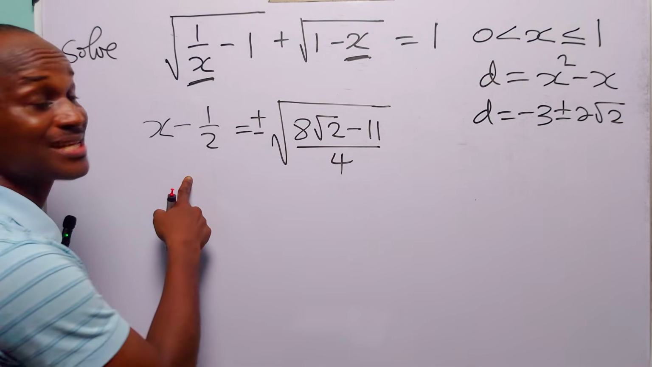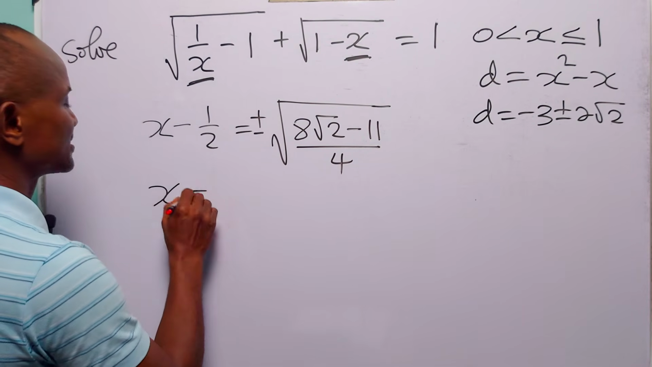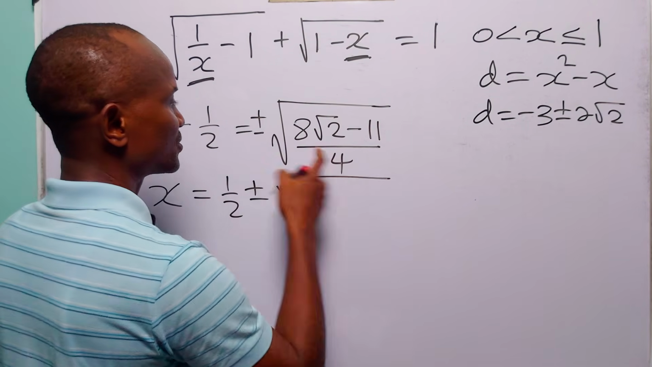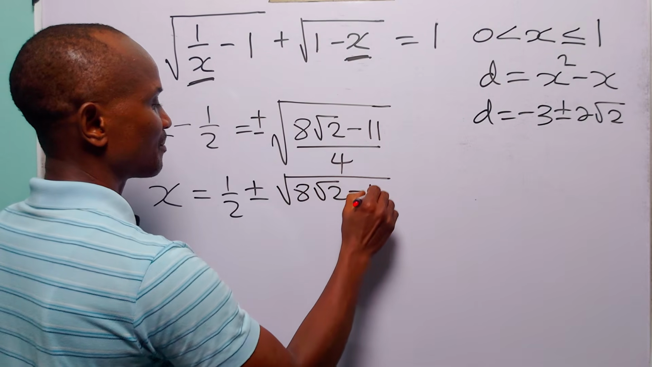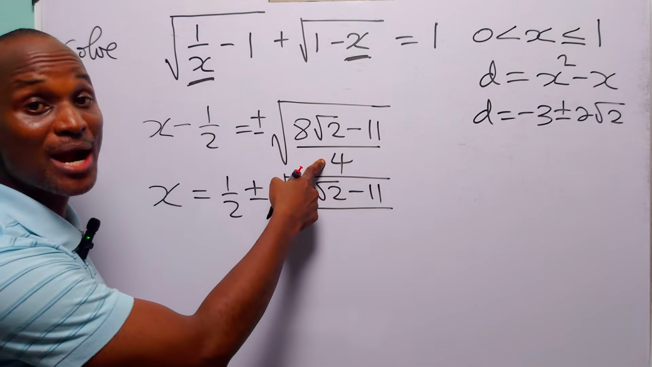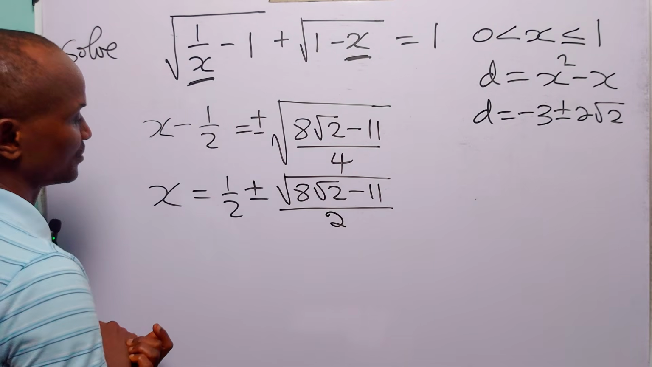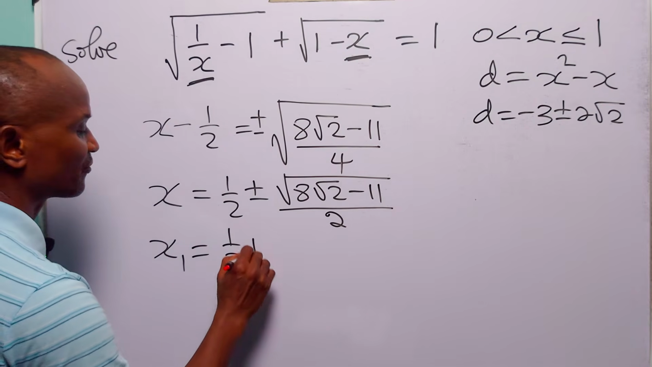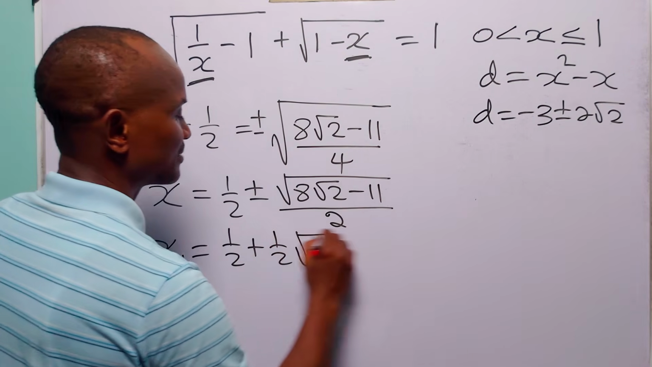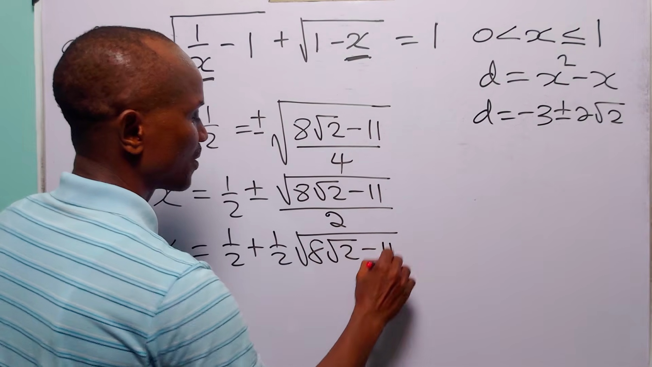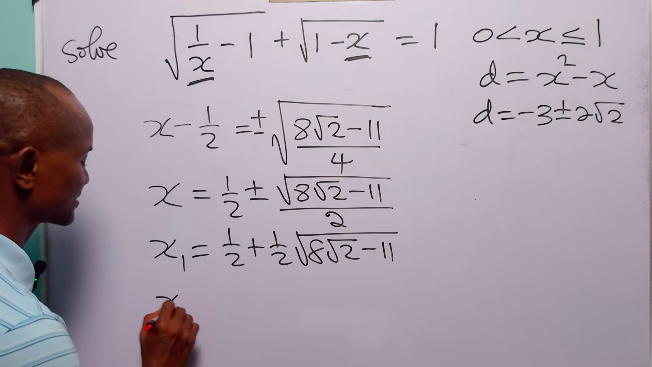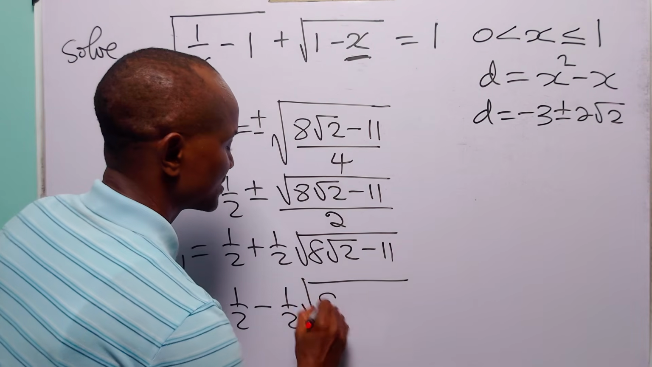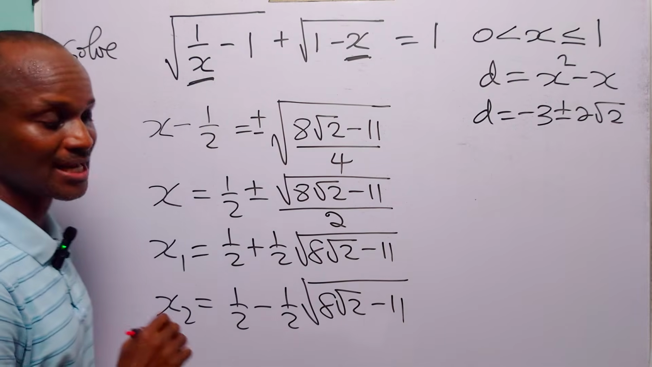And when we add half to both sides of this equation, we have that x is equal to half plus or minus the square root of 8 root 2 minus 11 divided by the square root of 4, which is equal to 2. So we have two values of x. We have x1, which is equal to half plus half times the square root of 8 root 2 minus 11, and x2, which is equal to half minus half times the square root of 8 root 2 minus 11.